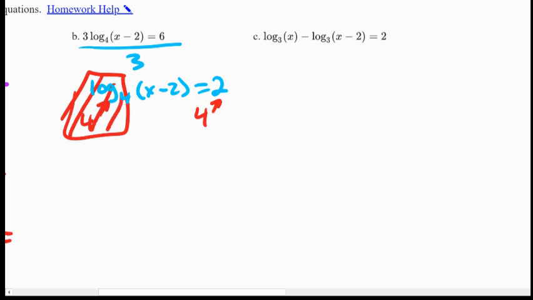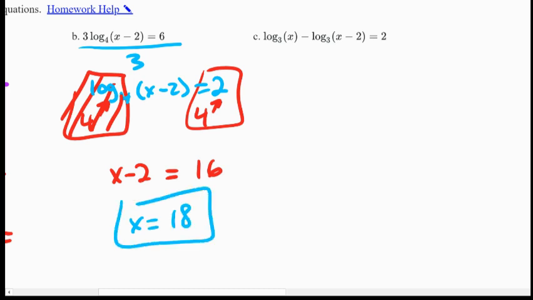So 4 to the power of log base 4 cancels to give me x minus 2. 4 to the power of 2 is 16. And I solve that by adding 2 to both sides, and I get x equals 18. Real quick double check, if I were to plug in 18 for x, I do not get a negative inside the log, so that's good.